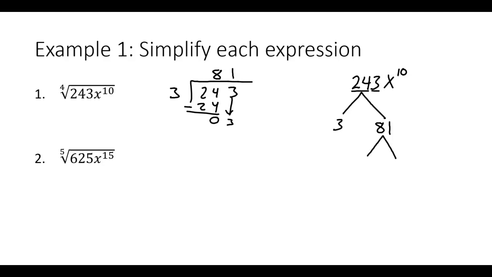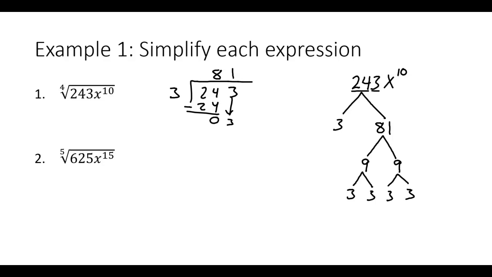All right, so 81 is 9 times 9. And 9 is 3 times 3 times 3. All right, so now notice I haven't done anything with the x's yet.